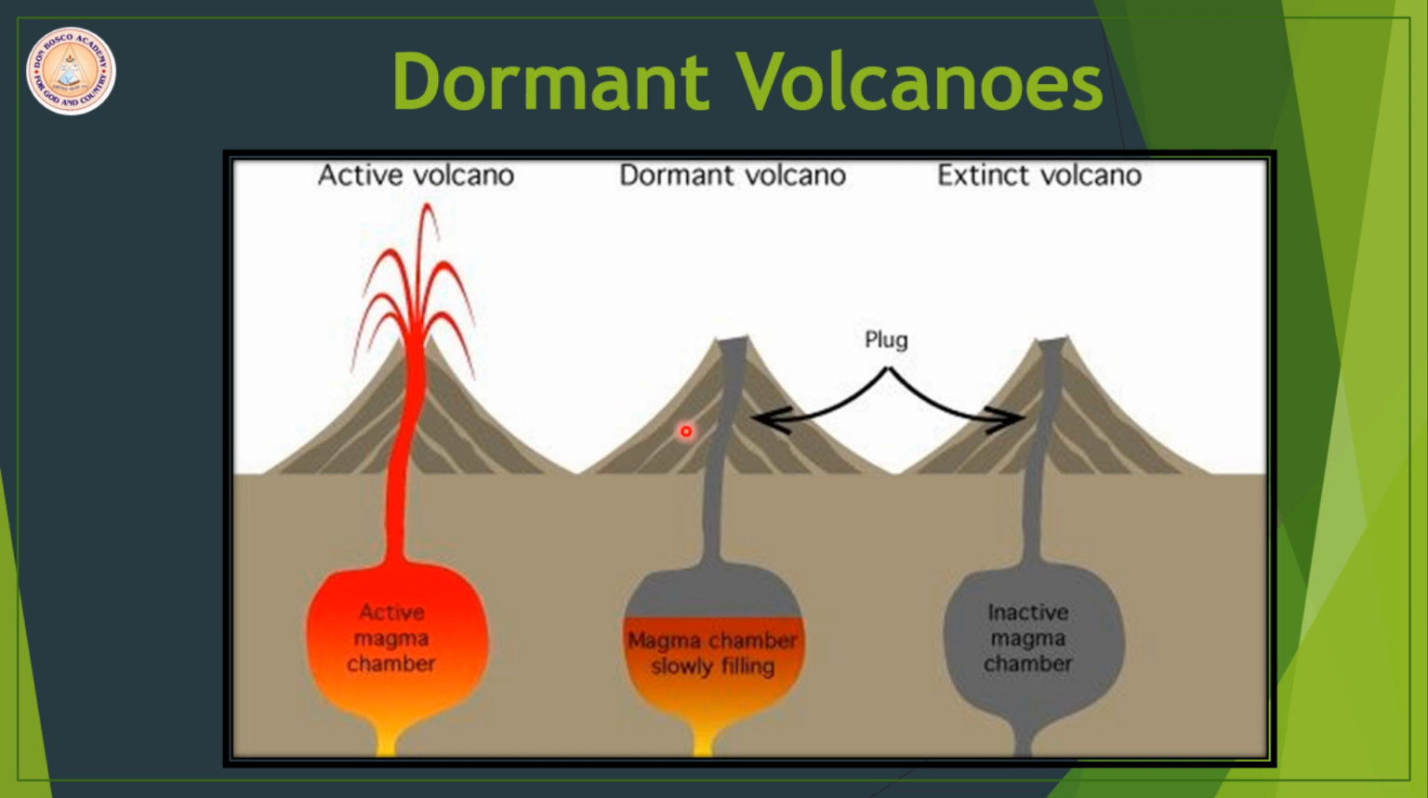So, from this diagram, you can understand that in an active volcano, the magma chamber is very active and very frequently the volcano erupts. However, a dormant volcano is known as a sleeping volcano. Here, the magma chamber is not so active. It is slowly getting filled up, and it might not erupt for a very long period of time.